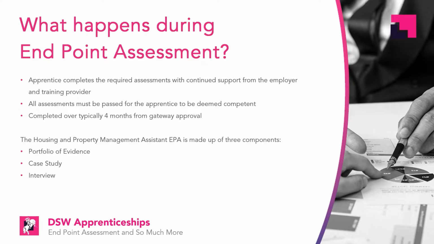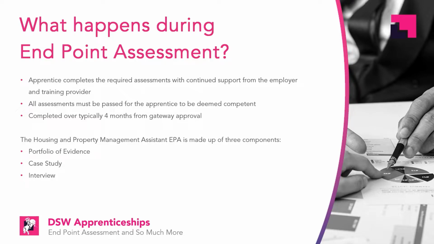The Housing and Property Management Assistant Endpoint Assessment consists of 3 assessment methods which must be completed in the following order: portfolio of evidence, case study and interview. There are 29 assessment criteria which must be demonstrated through the portfolio. There are 9 assessment criteria which must be demonstrated through the case study and 11 assessment criteria which must be demonstrated through either the portfolio or the case study.